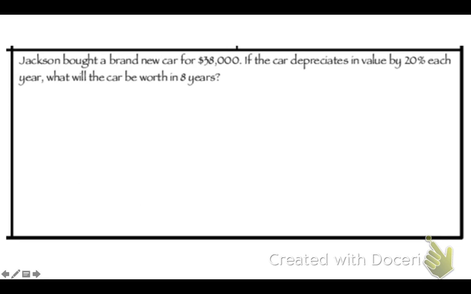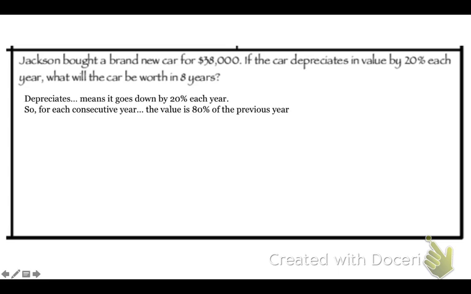Okay? Now let's do this application. So Jackson bought a brand new car for $38,000. If the car depreciates in value by 20% each year, what will the car be worth in 8 years? So if it depreciates, that means it goes down by 20% each year. The value of it does. So for each consecutive year, the value is 80% of the previous year. Okay, and if we convert 80% to a decimal, that's going to be 0.8.